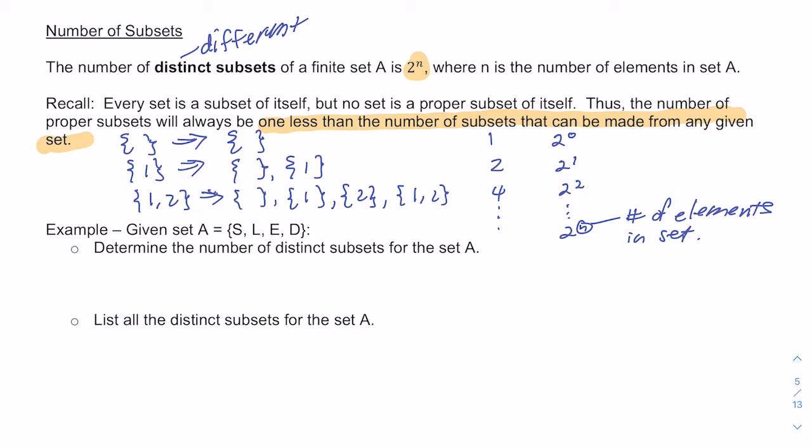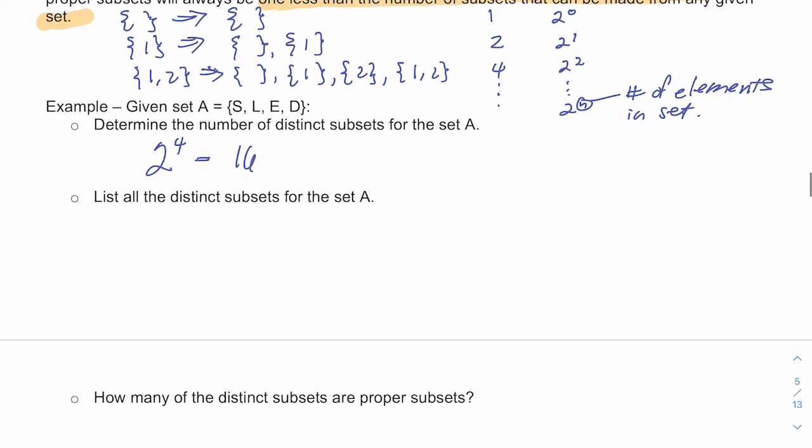It's always 1 less. So for example, if I'm given the set here, set A, the elements are S, L, E, and D. If I want to determine how many distinct subsets there are for A, I'm just going to take 2 and raise it to the number of elements in the set. So there's 4 elements in the set, so this is going to just be 2 to the 4th, or 16. So there's actually 16 subsets for A. I can list all of them.